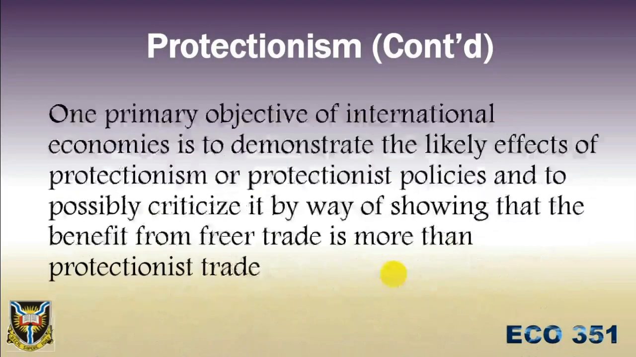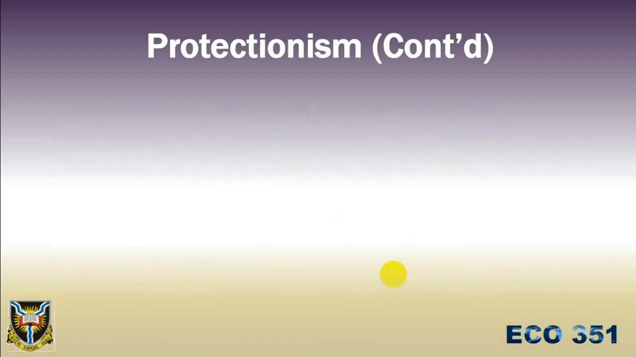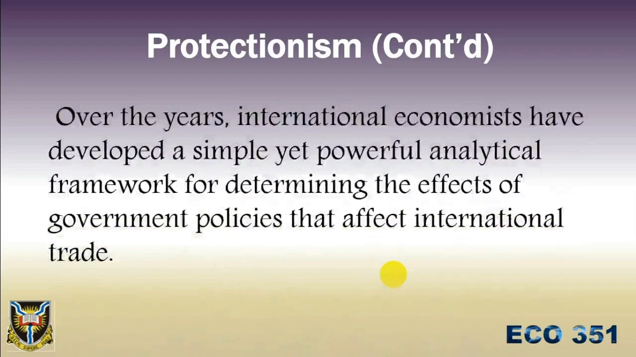One primary objective of international trade is to demonstrate the likely effect of protectionism or protectionist policies and to possibly criticize it by showing that the benefits from free trade are more than those of protectionist trade. More will be said about these in Chapter 6. Over the years, international economists have developed a simple yet powerful analytical framework for determining the effect of government policies that affect international trade.